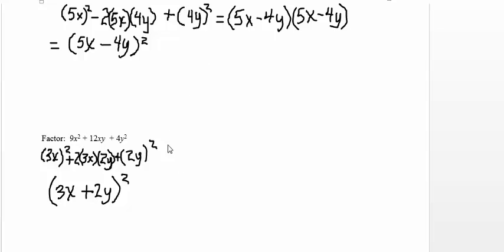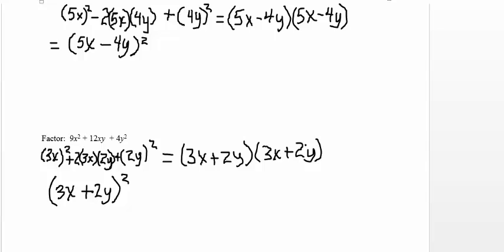And it's important to remember that this means 3x plus 2y times 3x plus 2y. And I would have to use the distributive property twice to expand that. And when I do and simplify, I would get 9x squared plus 12xy plus 4y squared.